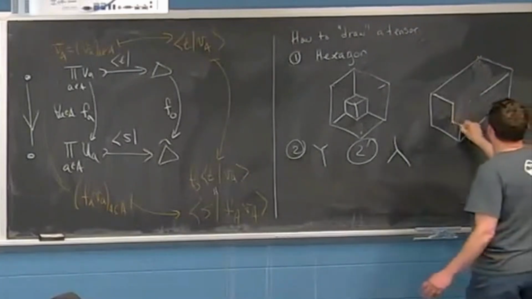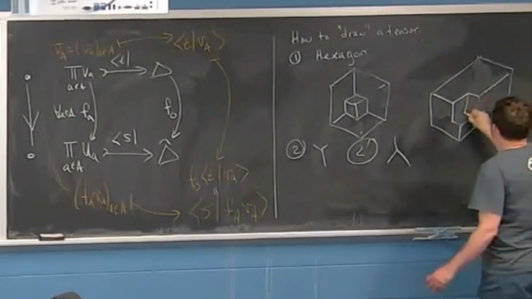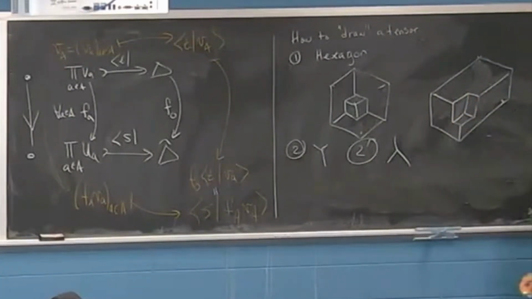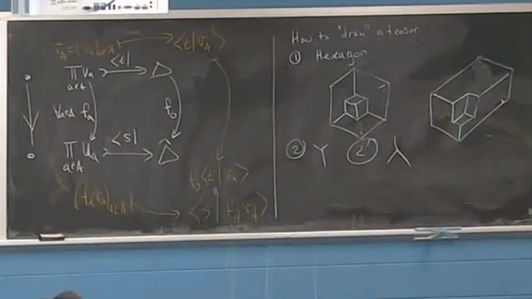Draw a hexagon. And an upside down Y. Okay? It's not perfect. It'll get you going. Just hexagons and Ys and upside down Ys, you can draw pretty much any 3 tensor.